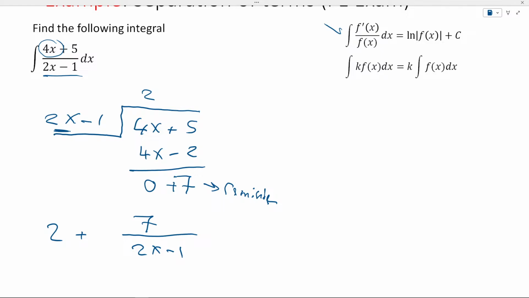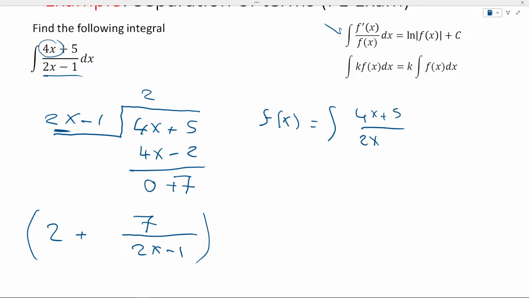So basically I was able here to get that, that would be my function here. So I can do this, yeah? So let me write everything down again. So f of x is equal to the integral of (4x plus 5x minus 1) dx. This is equal to the integral of 2 plus 7 over 2x minus 1 dx.